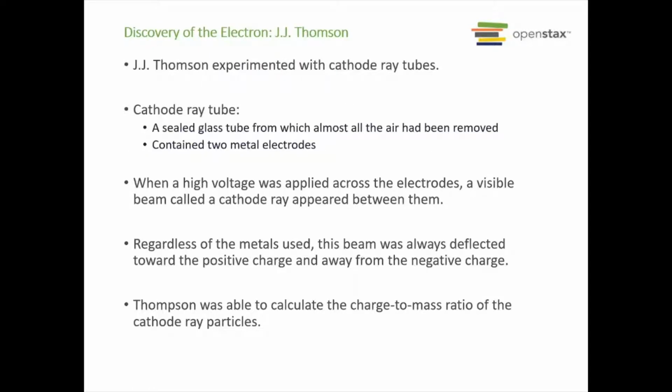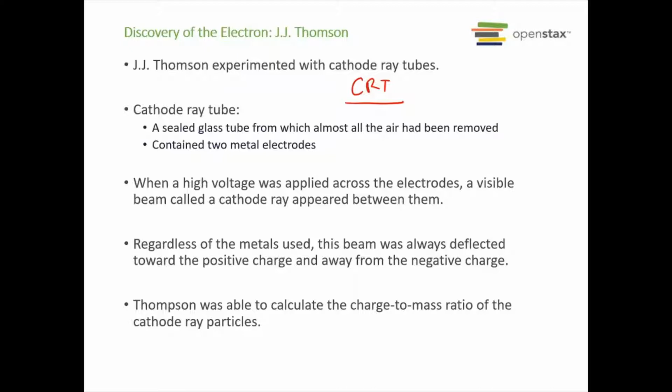So let's talk about the electron first. The electron is credited to J.J. Thomson for the discovery, and he was experimenting with cathode ray tubes, or CRTs. Some of you may have heard the term CRT. These are the old television and computer monitors that had the really big backs. There were CRT screens. So a CRT, or cathode ray tube, is a sealed glass tube which all the air has basically been taken out of.